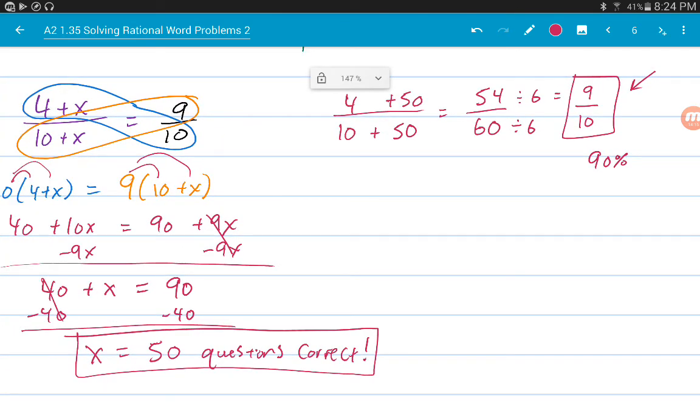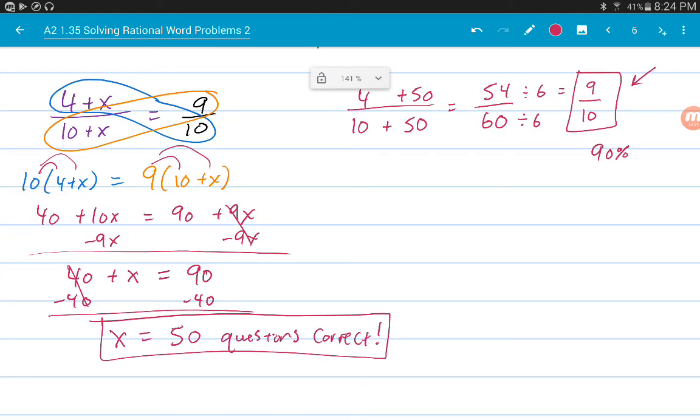Okay, so that's how I can make sure that my question and my answer match up, that my answer makes sense, is by plugging it back in and checking it in the original equation that I made. Plug it back into the scenario and see if it works out.